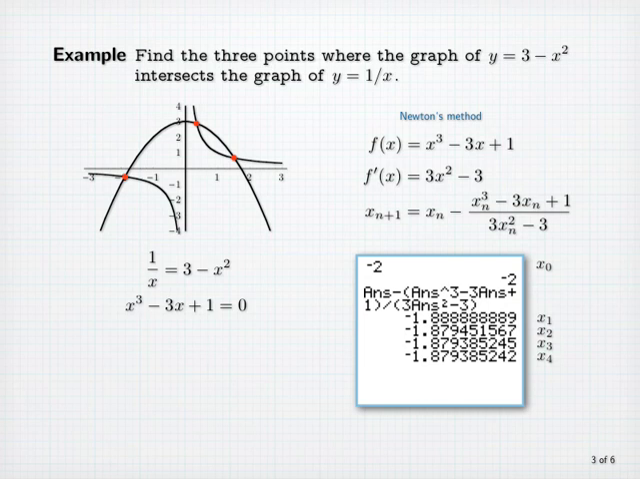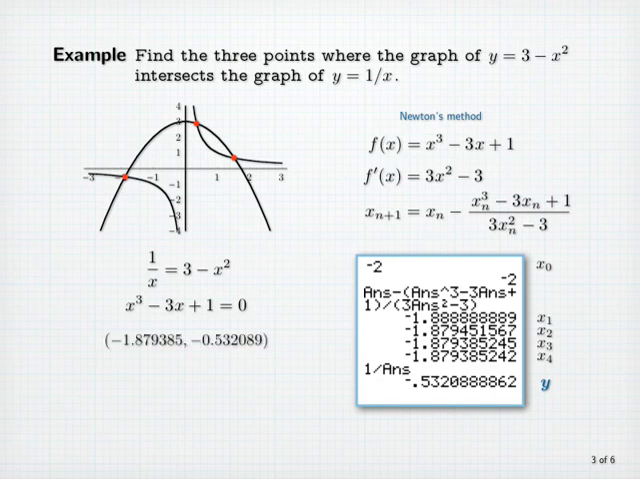Notice here that x3 and x4 agree to all but the last digit. This indicates that x3 is accurate to all of those digits of agreement, and so x4 is likely accurate to all the digits shown. Since we want the corresponding point of intersection, we'll just calculate 1 over x4 to get the y-coordinate of that point of intersection. So here are the coordinates of that point written out to 6 decimal places.